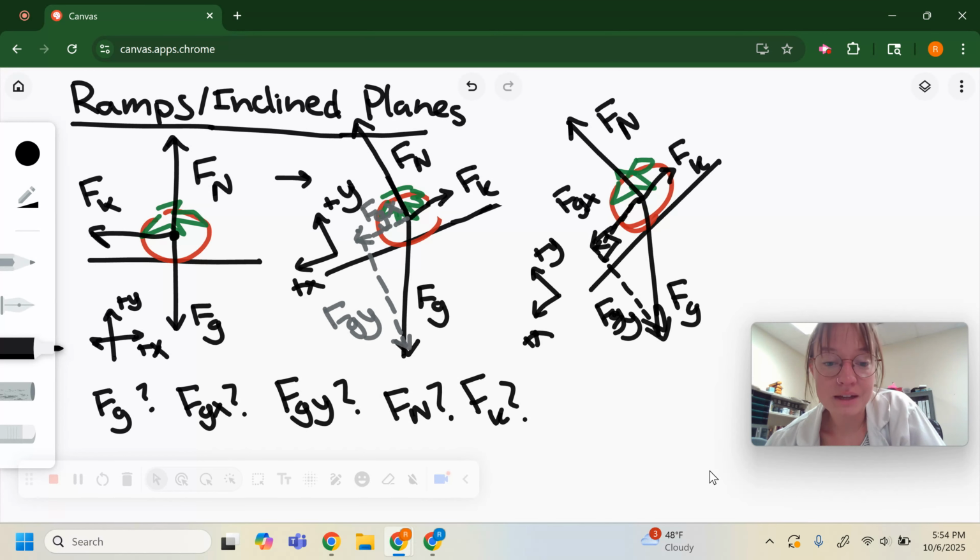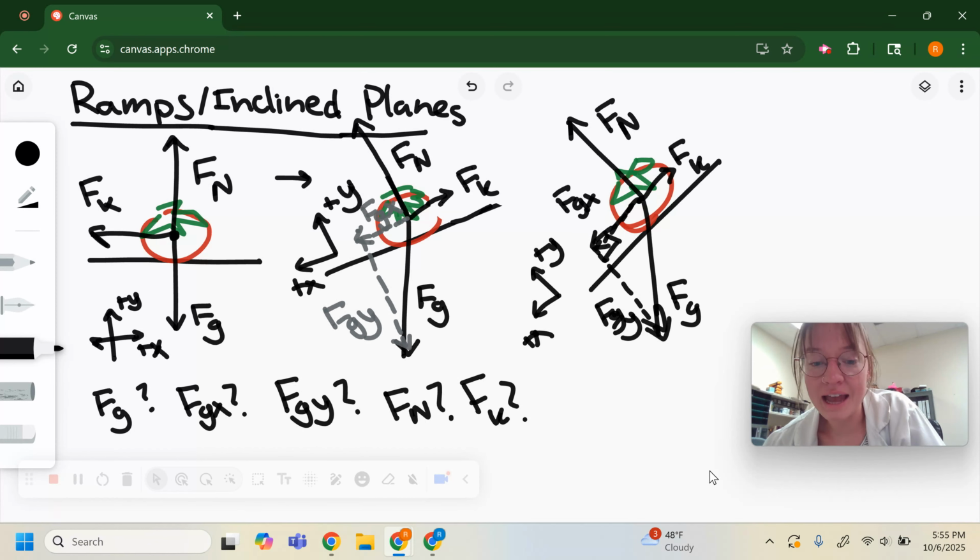Then, check out the normal force. The normal force always has to counteract Fgy. So, as the ramp gets steeper and steeper, and Fgy gets less and less, the normal force gets less and less.